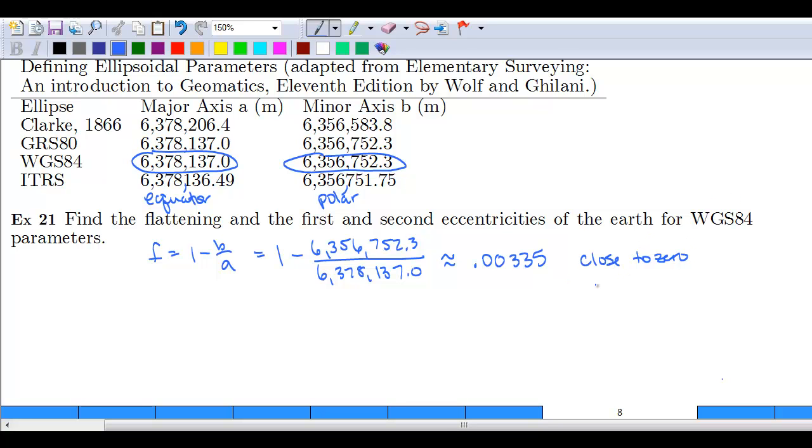So in this case, it's pretty circular. And that makes sense. Again, the Earth isn't a super squished ellipse. It's just slightly squished because of gravity pulling the equatorial axis out a little bit.